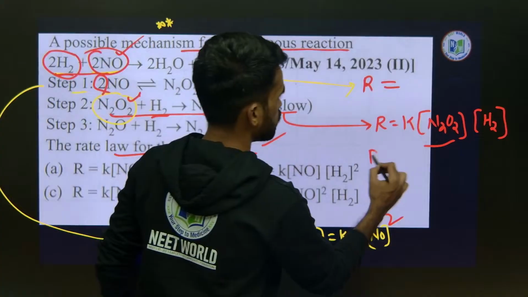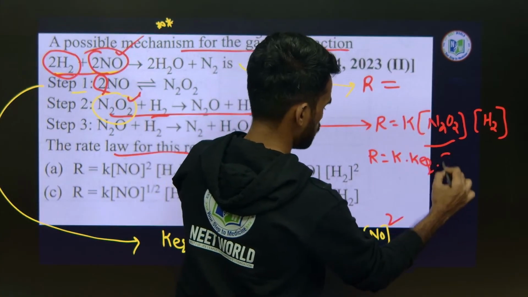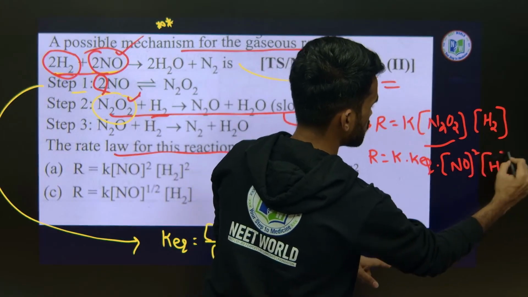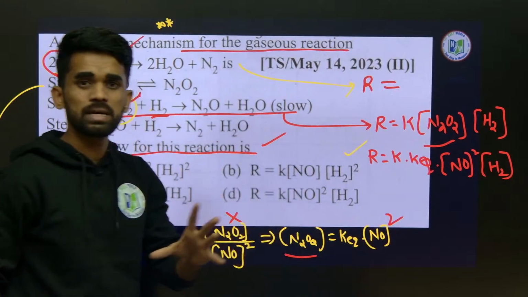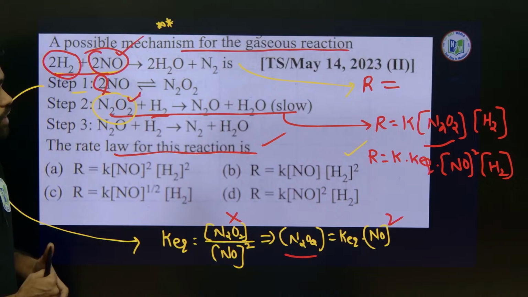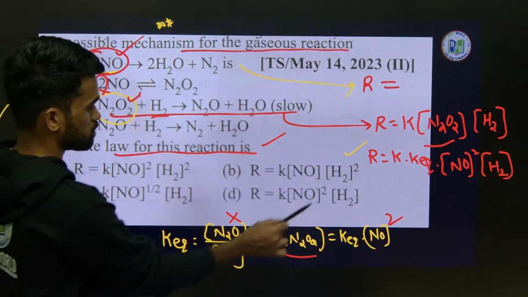So rate will be now equals to K multiplied with K equilibrium multiplied with NO concentration to the power 2 and H2. That's it. We are done with the question. That's it. How simple it is. Okay, and it is an important model question again. So now they will ask what will be the order with respect to NO. What will be the order with respect to NO? It is 2.